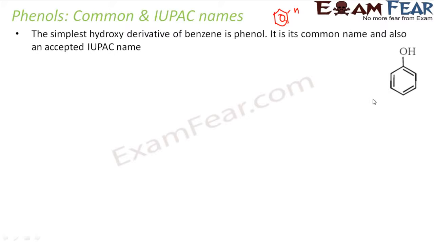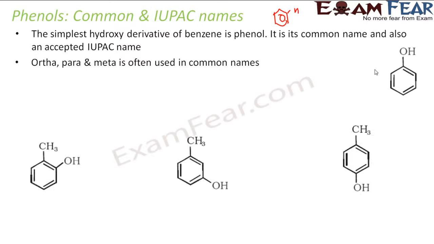But phenol as such can have other substituents attached also, and those are also phenols. This is the compound whose common name and IUPAC name are both phenol. But as such, these are all phenols too, different types of phenols. Maybe these are all methyl phenols. When you add substituents at ortho, para and meta positions, they are different kinds of phenol.